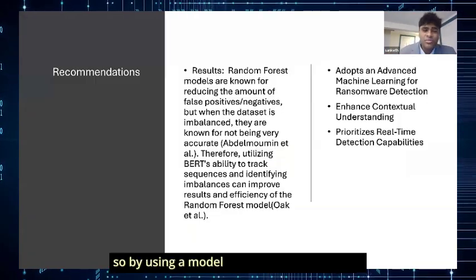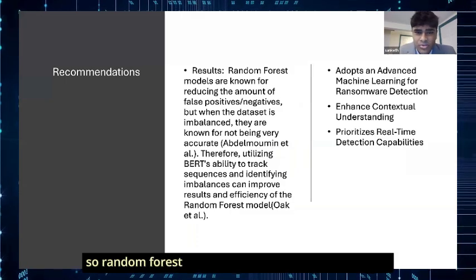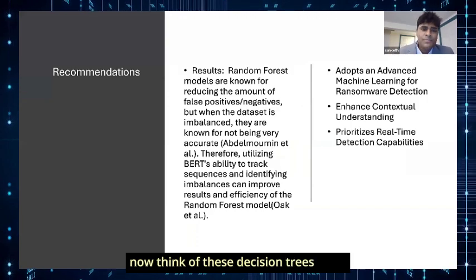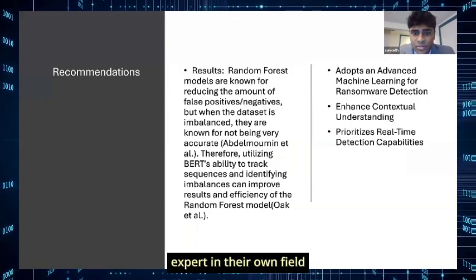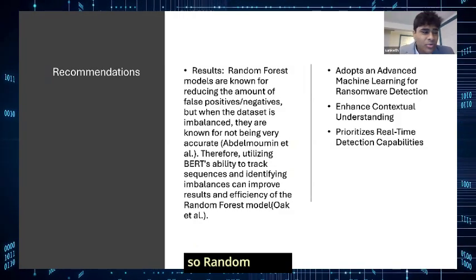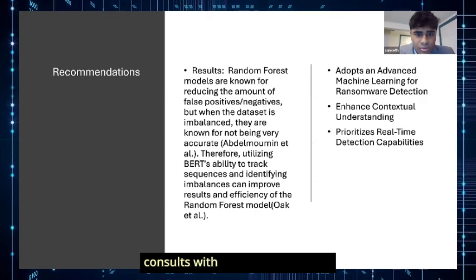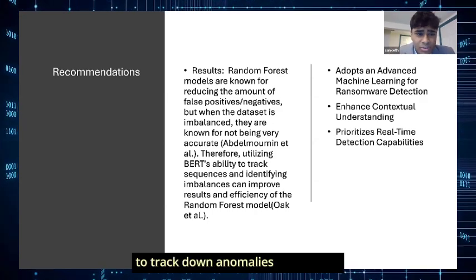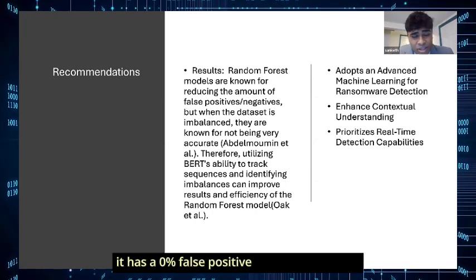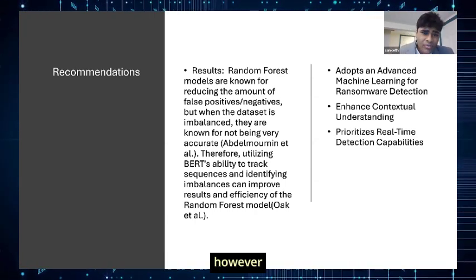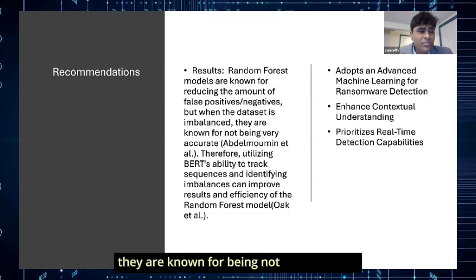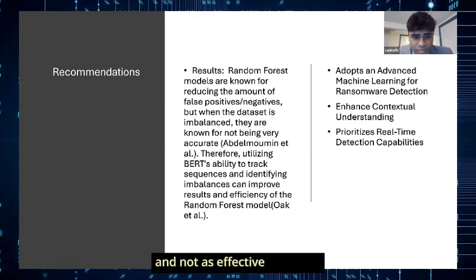So, by using a model known as random forest. Random forest uses what is known as decision trees. Now think of these decision trees as experts in their own field. So each decision tree is kind of an expert in its own type of data. So random forest consults with these decision trees to track down anomalies and viruses. In fact, it is so good it has a 0% false positive/negative rate. However, when the training data is imbalanced, they're known for being not very accurate and not as effective.